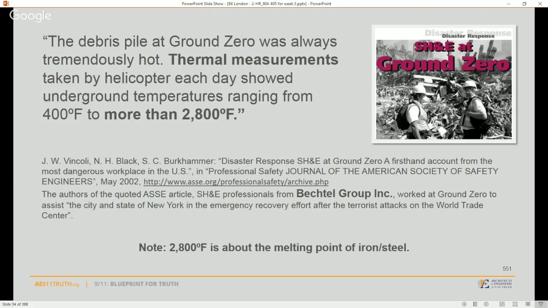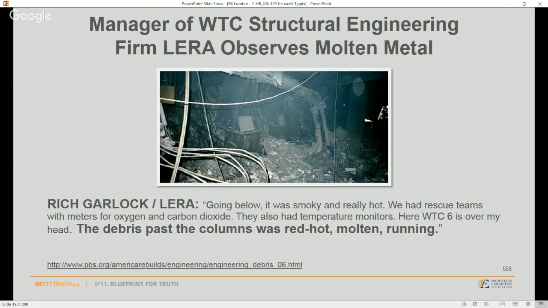In fact, it contradicts their own findings that they have no evidence for 500 degree Fahrenheit temperatures on the steel in the area associated with the hottest fires, jet plane impacts. So we don't know how they get away with suggesting that these fires were 1,800 degrees, but still this cannot possibly account for red hot molten running this debris past the columns, as Richard Garlock, who worked directly for the World Trade Center structural engineer Leslie Robertson, documents.